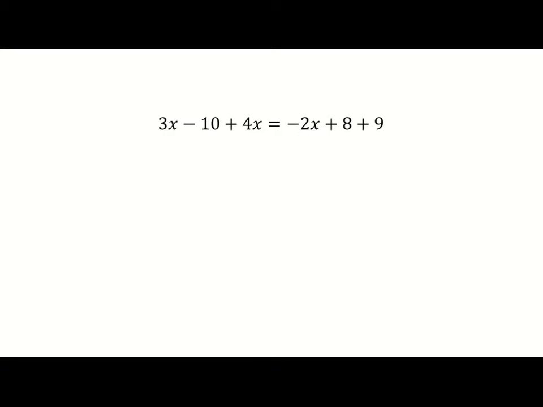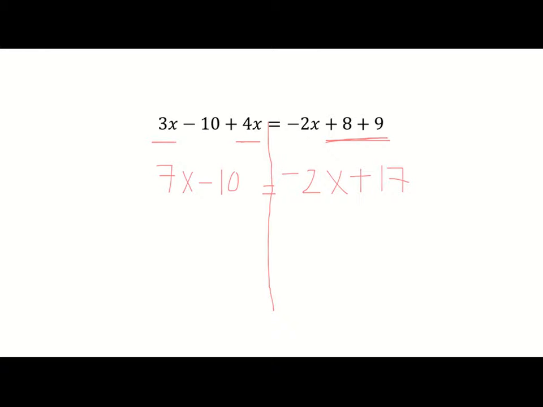So we want to begin this problem by getting all of our like terms on each side of the equal sign combined. On the left side, I have a 3x that I could combine with the 4x. So I'm going to add those two pieces together. 3 plus 4 is going to give me 7x. And then I'm just going to drop down the minus 10. And that's going to be equal to, now on the right side, I have a single variable, negative 2x. So I'm just going to drop that down. But I see I could also combine the 8 and 9, since those two numbers do not have variables. So that's going to give me 17.